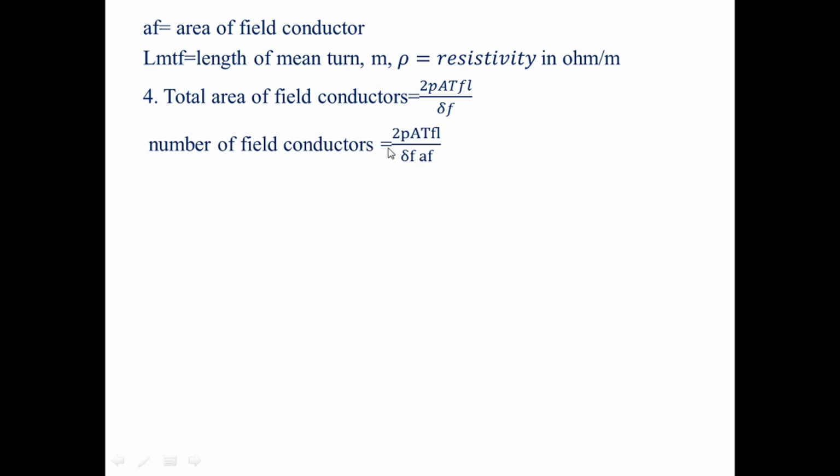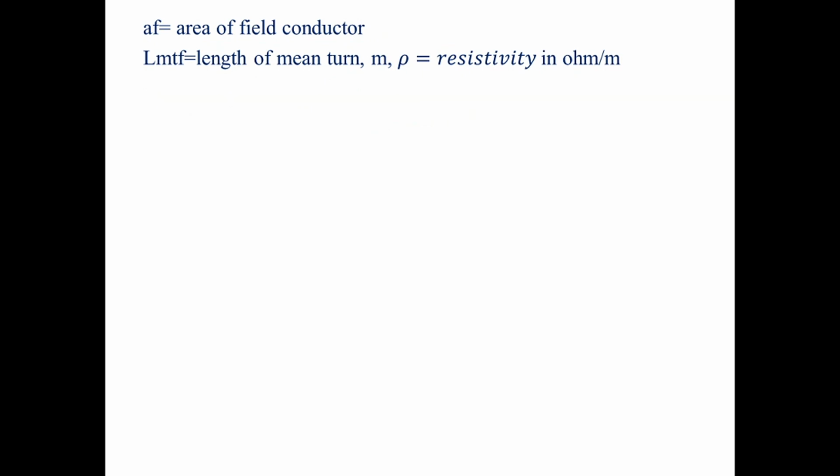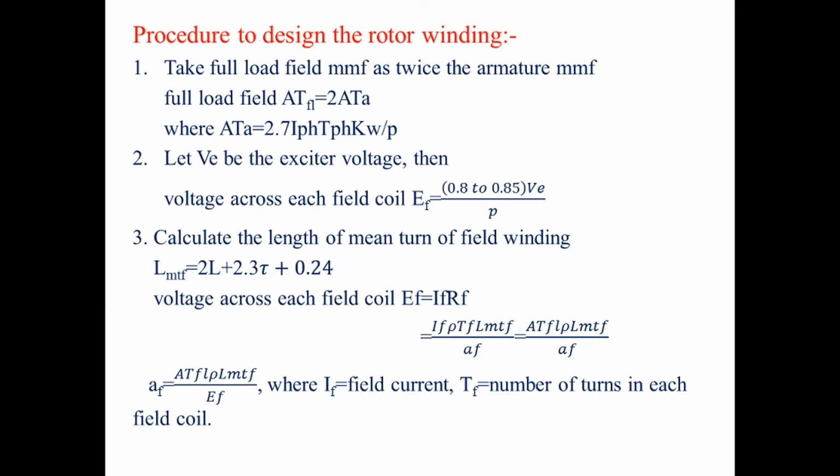The number of field conductors is equal to 2P into ATFL divided by delta F into AF. Conductors per slot is taken as 2P into ATFL divided by delta F into AF into the number of rotor slots, that is SR. So if you divide the number of field conductors by the number of rotor slots, you get conductors per slot equal to 2P into ATFL divided by delta F into AF into SR. So that is the procedure for the design of the rotor winding of the synchronous generator.